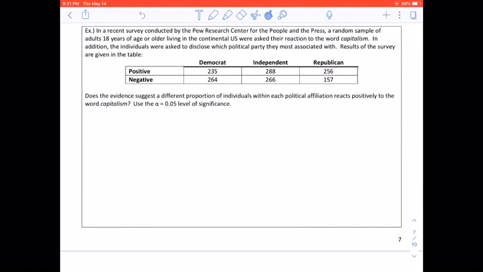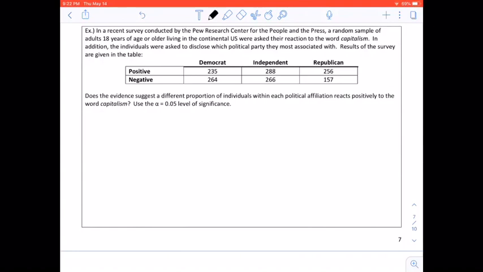So in order to perform this test, this has to be a simple random sample, which it is. It has to be a two-way table, which it is. And then we can conduct this test and actually see if those expected counts are larger than 5, which they are. So I'm going to go ahead and continue on with this. And the next part of this problem says, does the evidence suggest different proportions of individuals within each political affiliation react positively to the word capitalism?